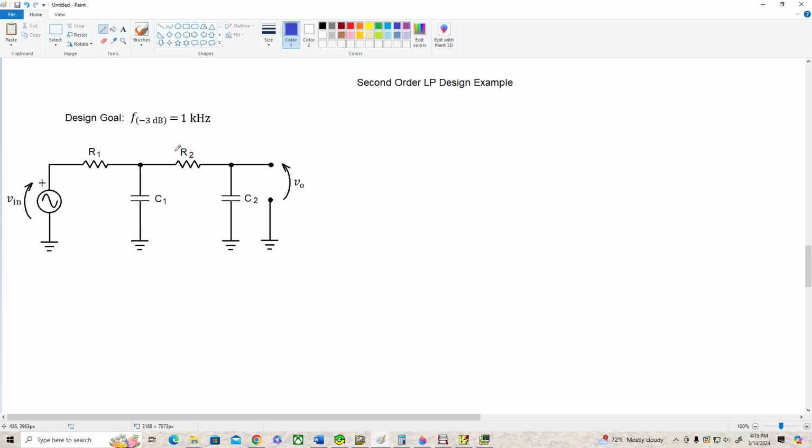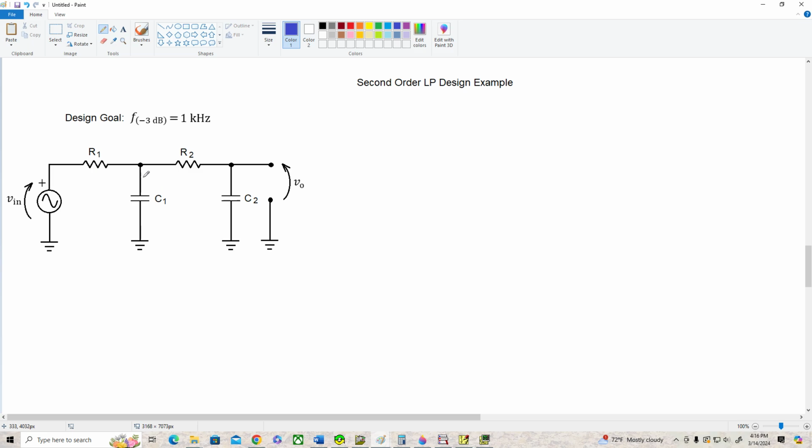All right, I don't have many constraints. All I'm asking for is the 3 dB frequency equal to 1 kilohertz. Normally the first thing I'll do in a design like this is pick the capacitor values, okay? And I'm going to start with C1. And I like to keep my capacitors between 1 microfarad and maybe 100 picofarads when I'm dealing with audio frequencies.